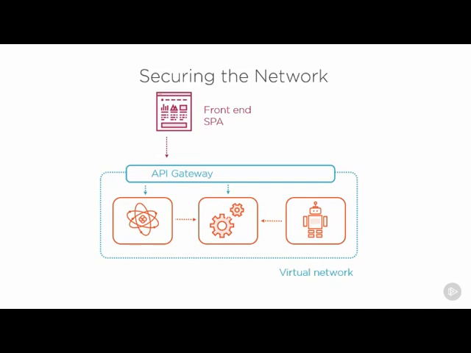Some cloud API gateways can also be configured with a firewall or other types of attack protection, such as guarding against distributed denial of service attacks or SQL injection attacks.